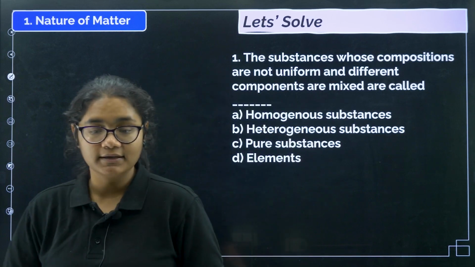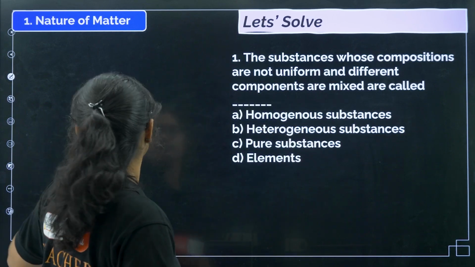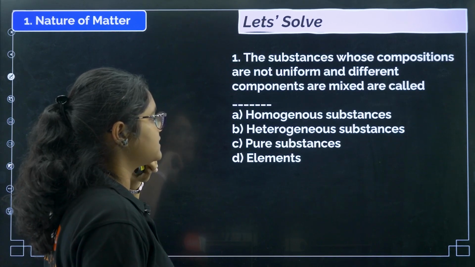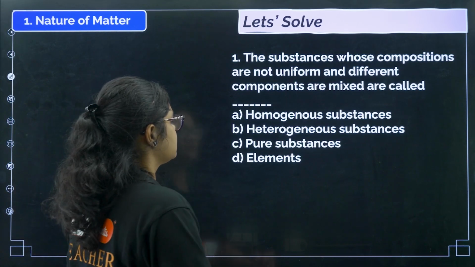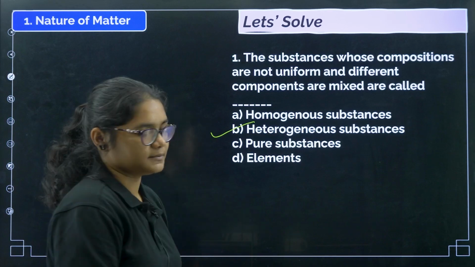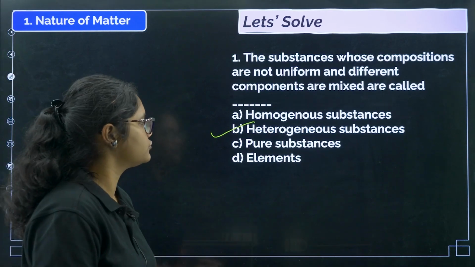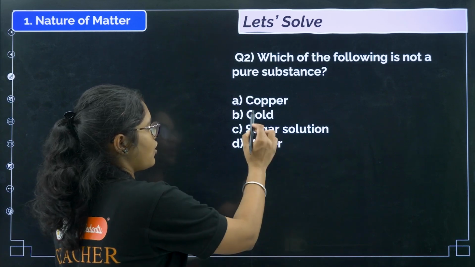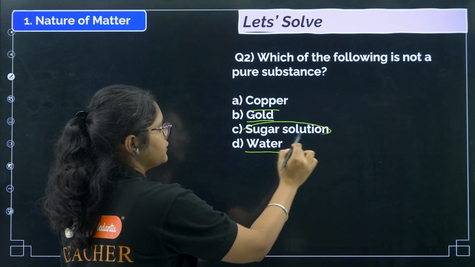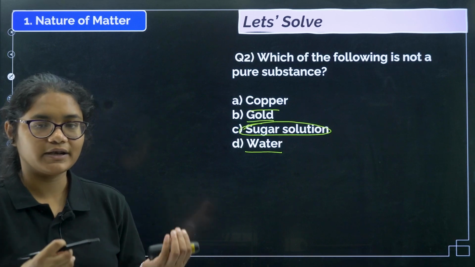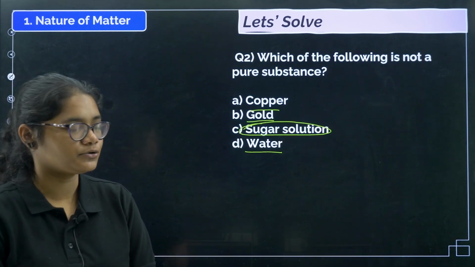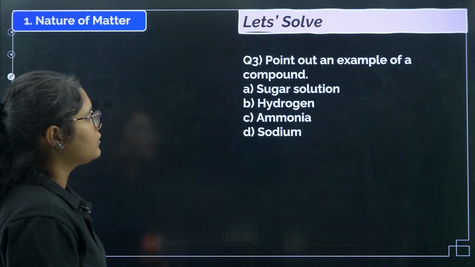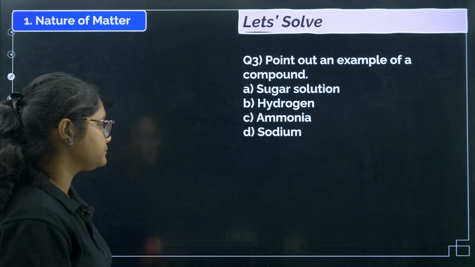The first question is: the substance whose compositions are not uniform and different components are mixed are called as? We have discussed that it is called heterogeneous substances. Non-uniform distribution should be there. Next, which of the following is not a pure substance? You see copper, gold and water, but sugar solution has sugar and water, and that is not in a fixed ratio, so that is why it is not a pure substance. Option number C.